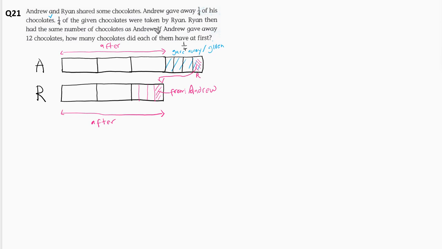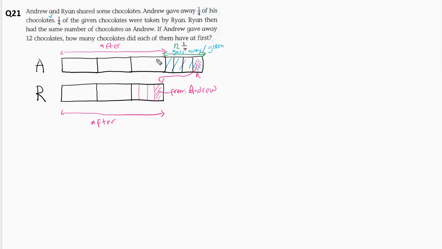So now what are we told? If Andrew gave away 12 chocolates, how many chocolates did each of them have at first? So where is the 12? Andrew gave away 12 chocolates. Well, that is this bit here, because this is all that he gave away. So all of this is equal to 12. And we can then work out how much each of them had.